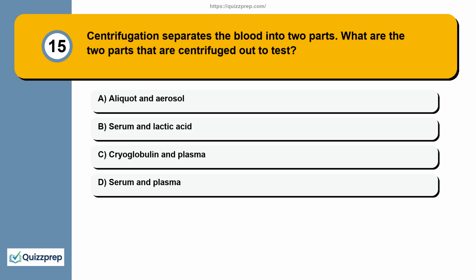Question 15. Centrifugation separates the blood into 2 parts. What are the 2 parts that are centrifuged out to test? Aliquot and aerosol, serum and lactic acid, cryoglobulin and plasma, serum and plasma.